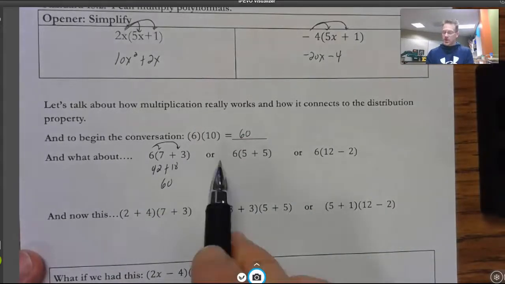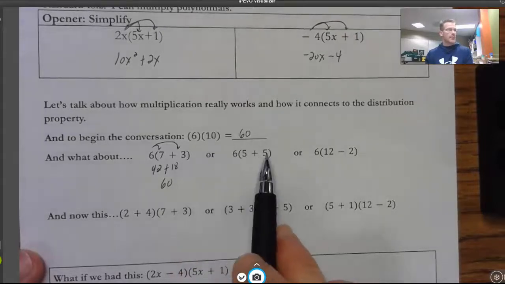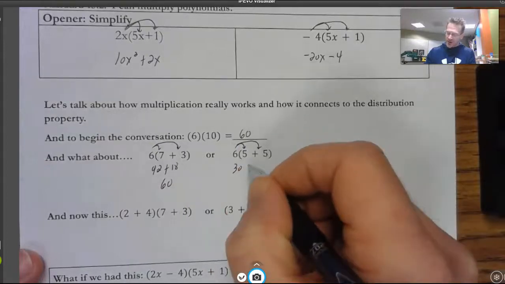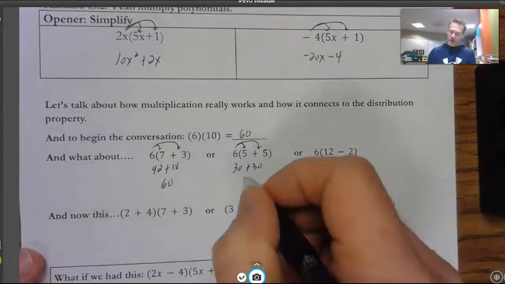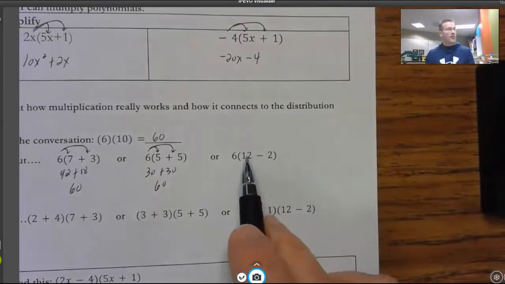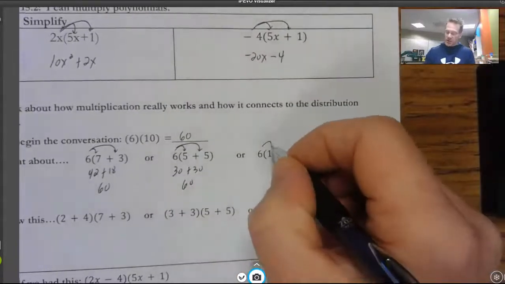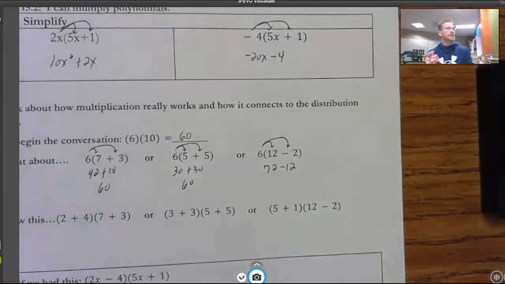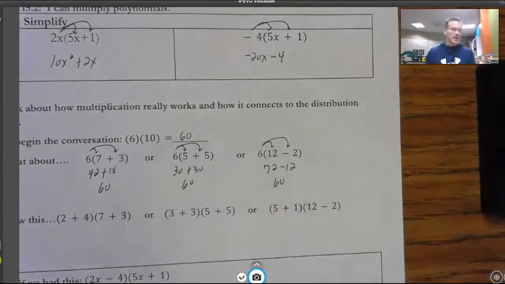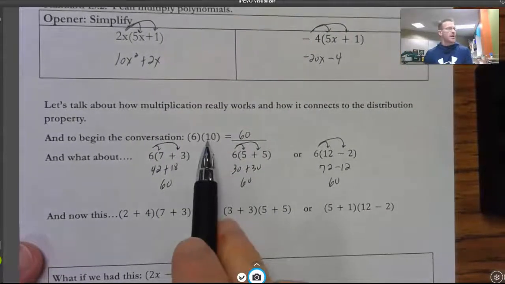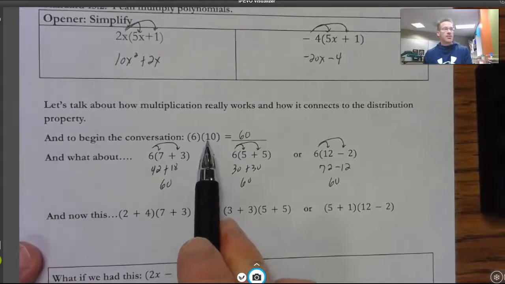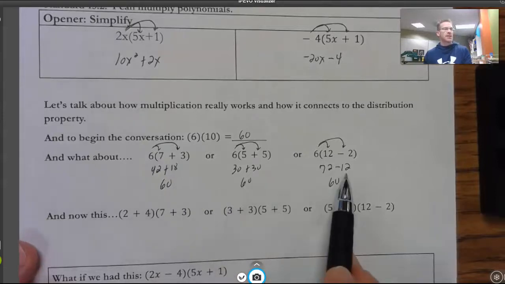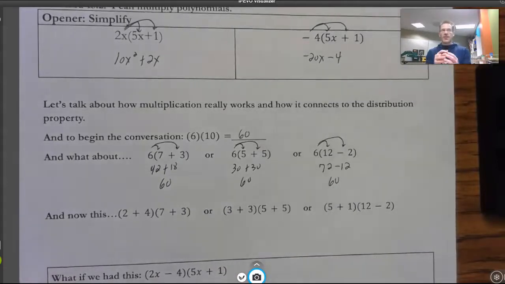Now, I could write 10 a different way. I could write it as 5 plus 5. Once again, if I distribute, 6 times 5 is 30, 6 times 5 is 30, and then 30 plus 30 is 60. Or I could write it as 12 minus 2. So 6 times 12 is 72, and then 6 times negative 2 is negative 12. And 72 minus 12 is 60. So notice there's an infinite number of ways I could rewrite 10, and no matter how I wrote it, I would always distribute 6 and get 60. Hopefully you see that.